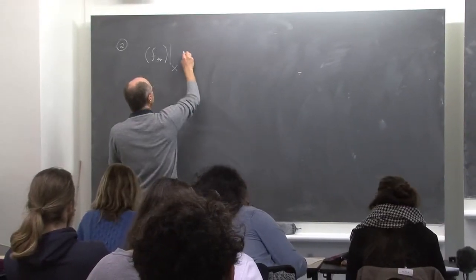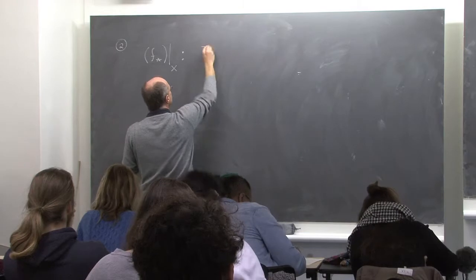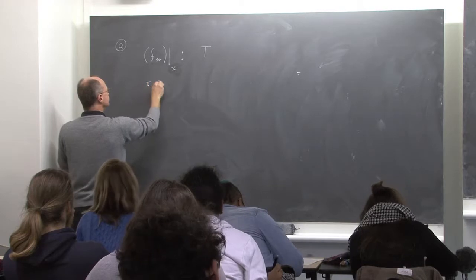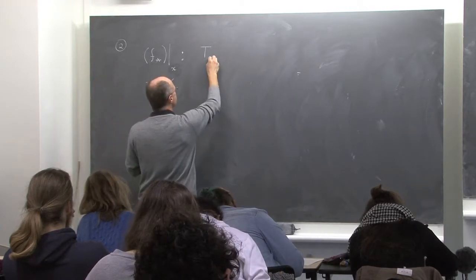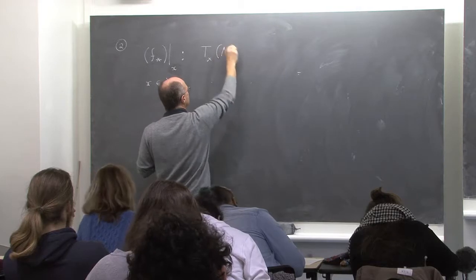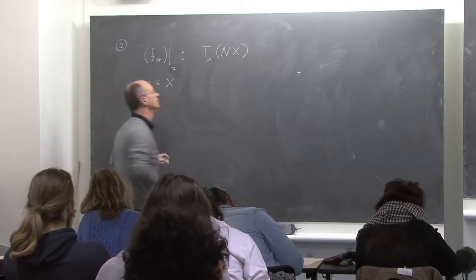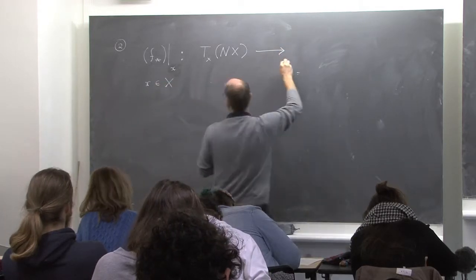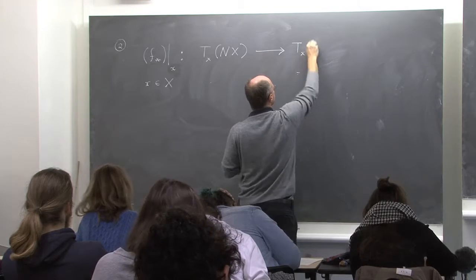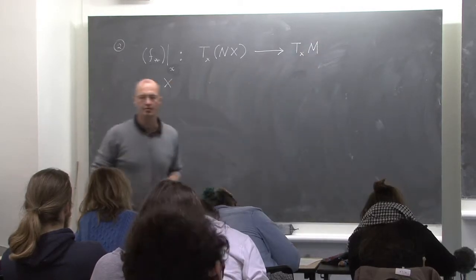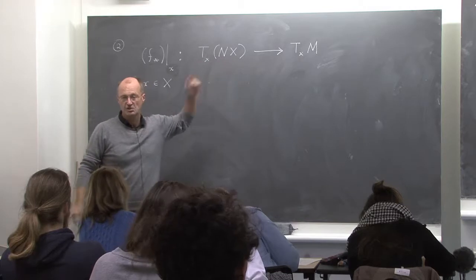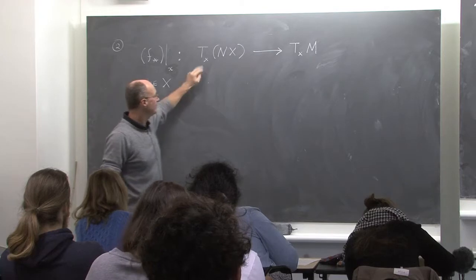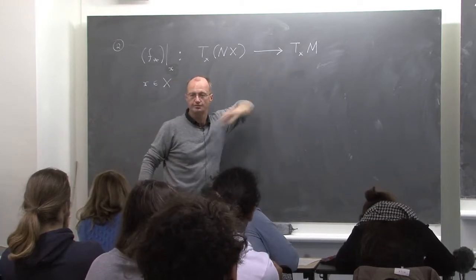Well, suppose we restrict it to some point X. Here we have a tangent space to the normal bundle, and it is mapped to the tangent space to M. Of course, this is an isomorphism because F is a diffeomorphism. Now, what can we say about these two gadgets?